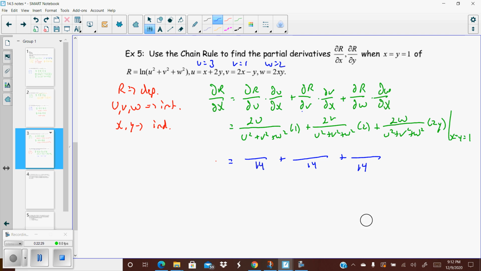Which is nice because now we're going to do everything in terms of 14ths. So let's see, what's the first one going to be? 2 times u is 6, times the 1 is still 6. 2v is going to be 2 times 1 is 2, but then I have to multiply by this 2 right here also, so I'm going to get a 4. And then 2w, which is 4, times 2y, 2 more is 8. So ultimately we are going to get 18 over 14, which reduces to 9/7.